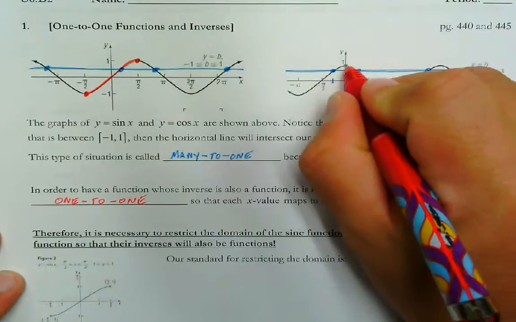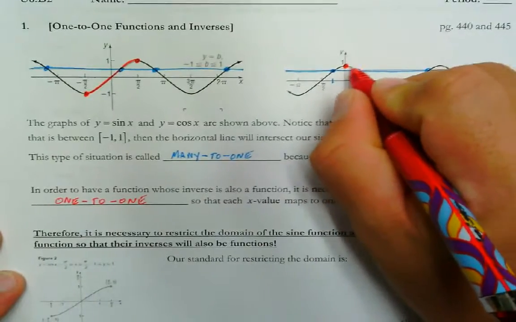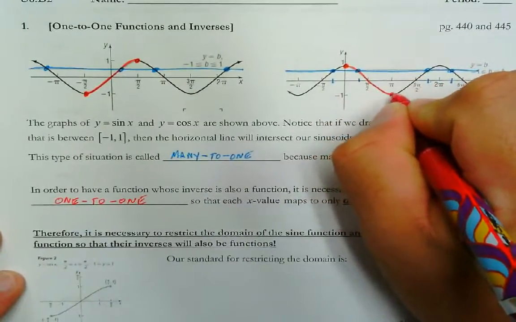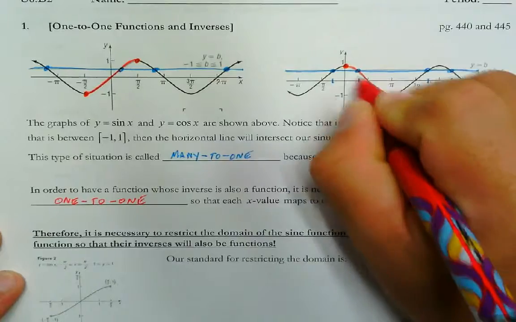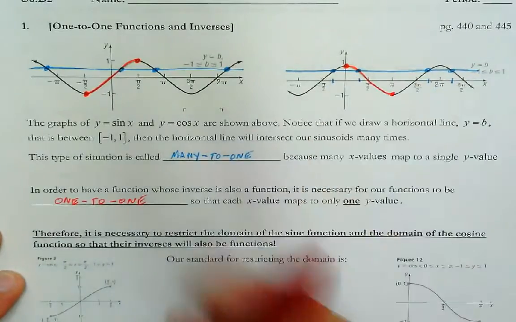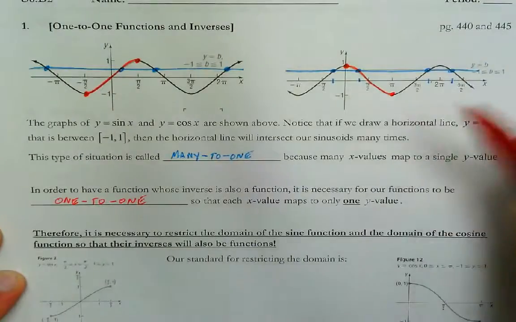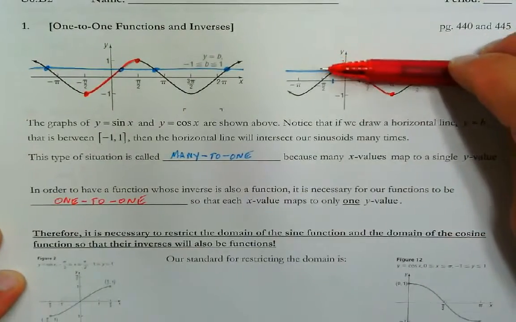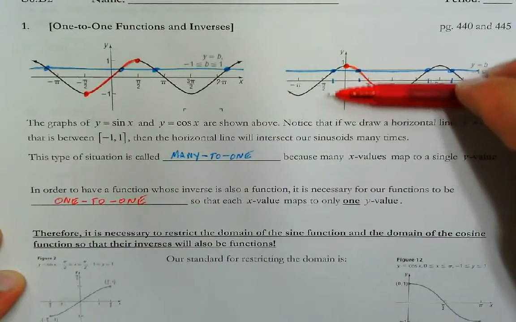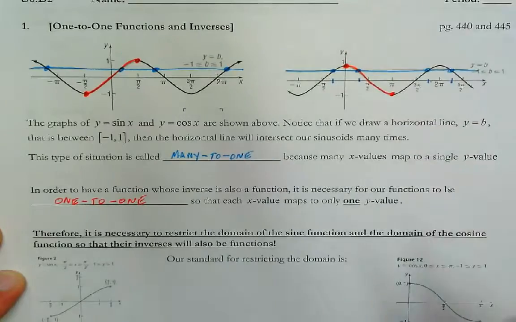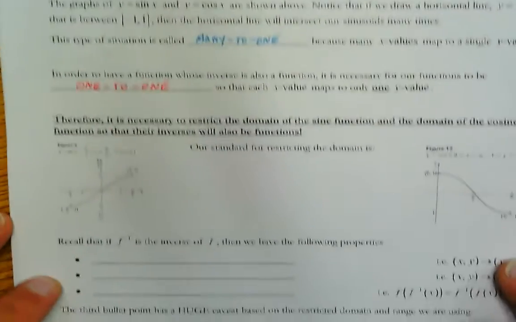And similarly on the cosine function, I'll have it in a slightly different position. If I restrict it to right over here where we see this part in red, then a horizontal line intersects that red section once and only once, so I'm going to be 1 to 1. That's a very important concept for this.